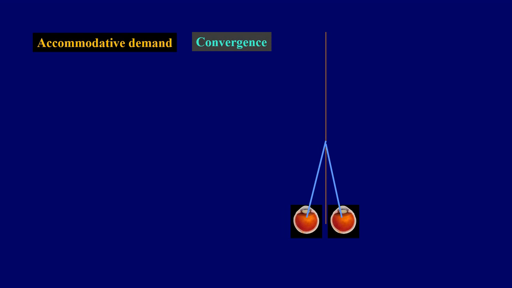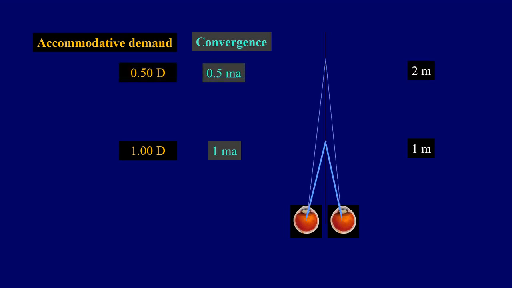We all know that if there is a paper to read at a distance of 1 meter, we need to do accommodation of 1 diopter and convergence of 1 meter angle. If this paper is situated at 2 meters, then the accommodation needed is half and the convergence needed is half. While if the paper is at half a meter, then we need to do convergence of 2 meter angles and the accommodative demand is 2 diopters.